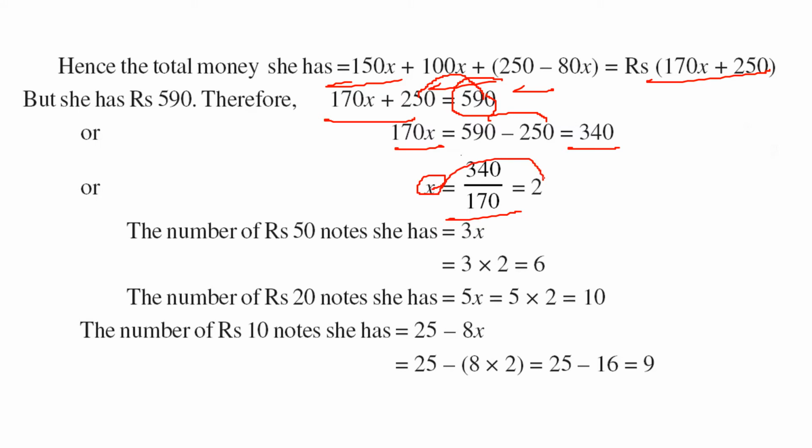Now, when you get x equal to 2, 3x is the number of 50 notes, that is 6, 5x is the number of 20 notes, 5 into 2, that is 10, and the number of 10 notes is 25 minus 8x, that will come to 9.